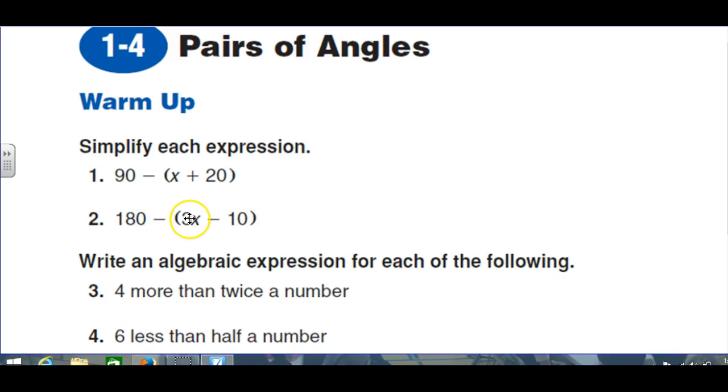Same thing is true here. We have minus 3x and minus the negative 10, which gives us adding a positive 10. So you should have 190 minus 3x.